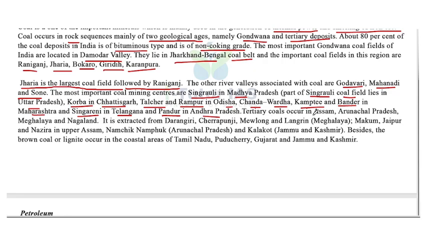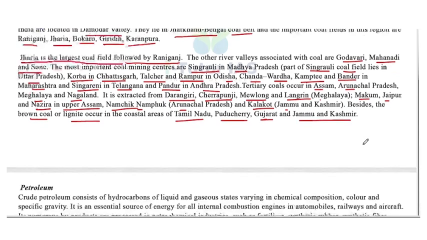Tertiary coals occur in Assam, Arunachal Pradesh, Meghalaya, and Nagaland. It is extracted from Darangiri, Cherrapunji, Mawlong, and Langrin in Meghalaya, then Makum, Jaipur, and Nazira in Upper Assam, Namchik, Namphuk in Arunachal Pradesh, and Kalakot in Jammu Kashmir. Besides, brown coal or lignite occurs in the coastal areas of Tamil Nadu, Puducherry, Gujarat, and Jammu Kashmir. So that is how coal occurs in India.